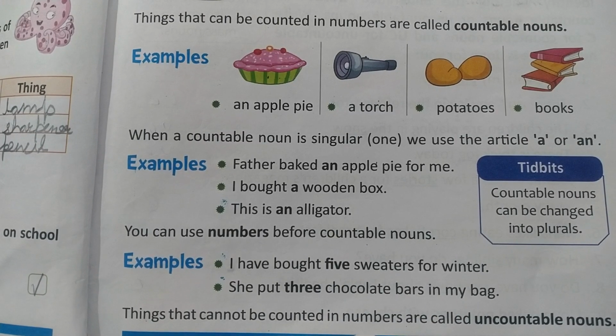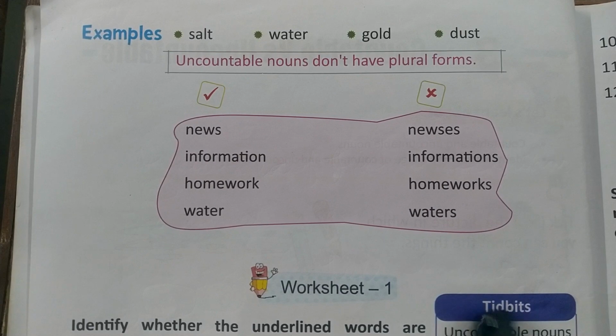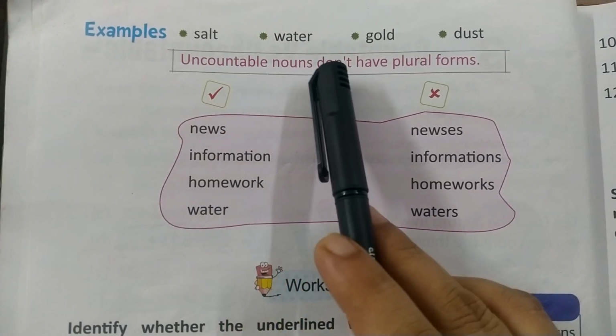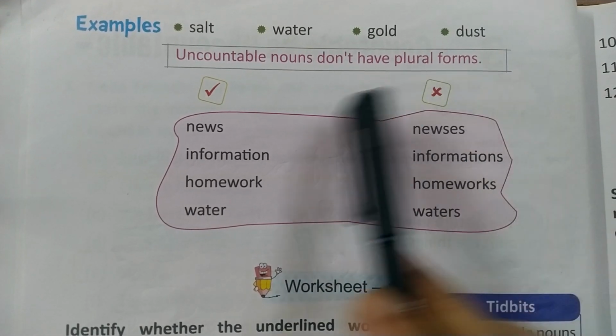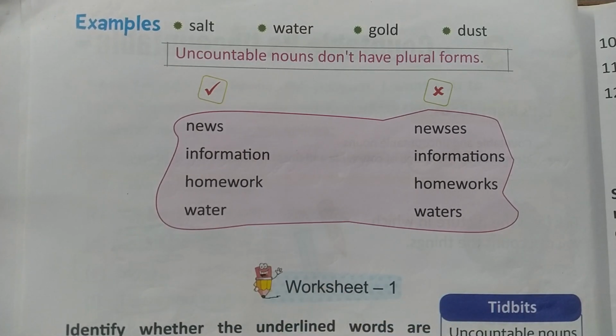Things that cannot be counted are called uncountable nouns. Now students, some examples of uncountable nouns are salt, water, gold, dust. Uncountable nouns don't have plural forms. You have to keep this in mind. And what are uncountable nouns?